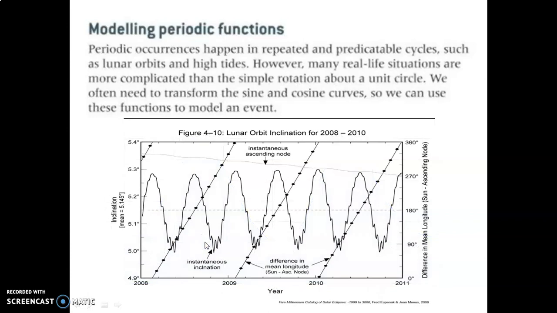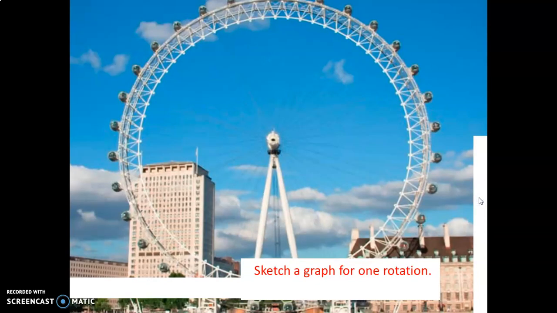Okay, here's an example of some lunar orbit inclination. As the moon goes around its orbit around the Earth, we can measure its positions in the sky, and it follows a periodic pattern as well. A problem we looked at last time is kind of a nice starter problem for this.